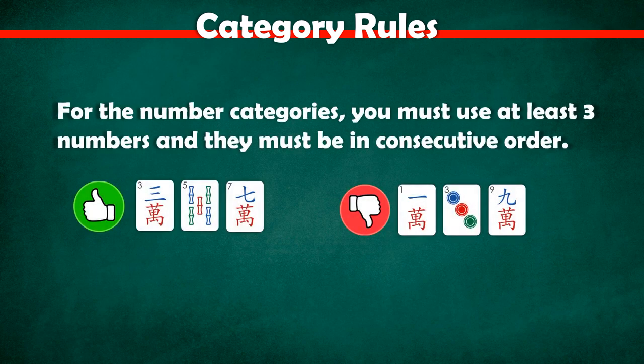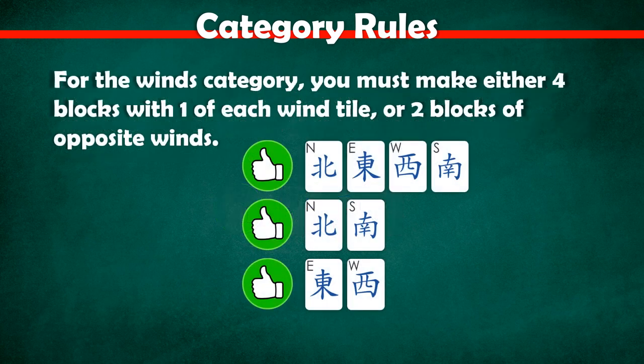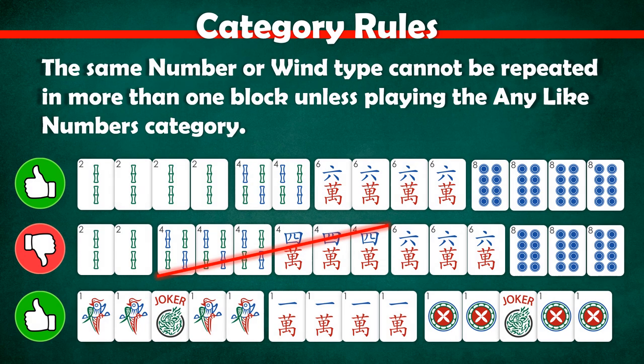There are a few rules about which tiles you can select for your set. For the number categories, you must use at least 3 numbers and they must be in consecutive order. For example, in consecutive odds, you can use 3, 5, 7, but you can't use 1, 3, 9. For the any like numbers category, you must make 3 blocks in 3 different suits, all with the same number. For the winds category, you must make either 4 blocks with 1 of each wind tile, or 2 blocks of opposite winds, north and south together, or east and west together. The same number type or wind type cannot be repeated in more than one block unless playing the any like numbers category.